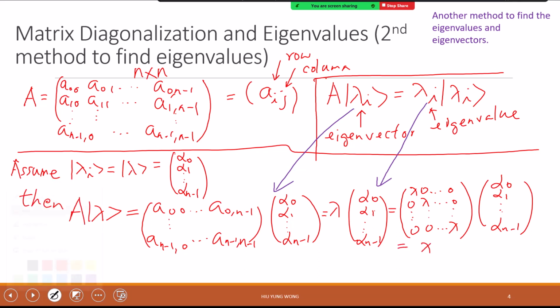It's exactly lambda times the identity matrix and then times this one. Is this okay?